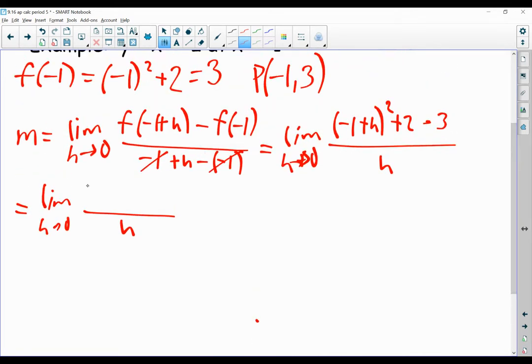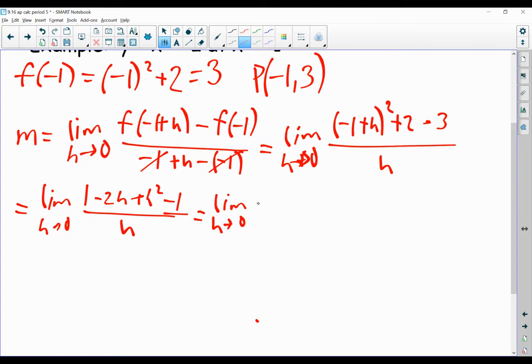Let's see, -1 squared is 1. -1 times h doubled is -2h. h squared is just h squared. Plus 2 minus 3 is -1. Now, if I were to go ahead and plug in 0, I am going to get 0 over 0. So I'm going to keep cleaning this up. And that's kind of the trick here with this limit, is that you want to keep cleaning it up.